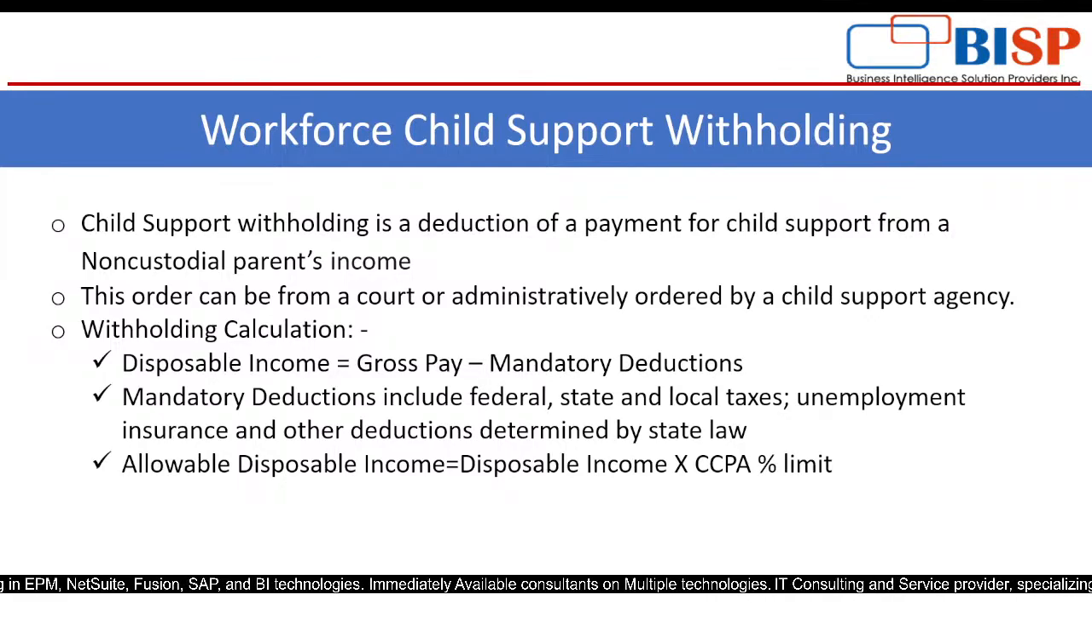Now we will understand how it is being calculated. To calculate the withholding amount, first of all, we will be calculating disposable income, which is equal to gross pay minus mandatory deduction. The gross pay will be equal to the basic pay, the perquisites, allowances, etc. Then comes the mandatory deduction.